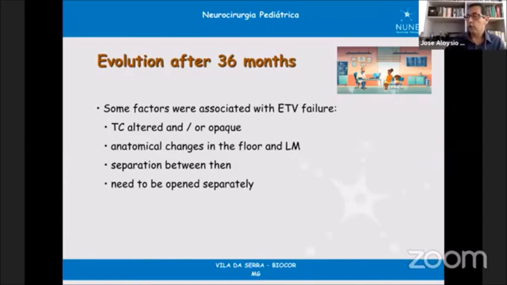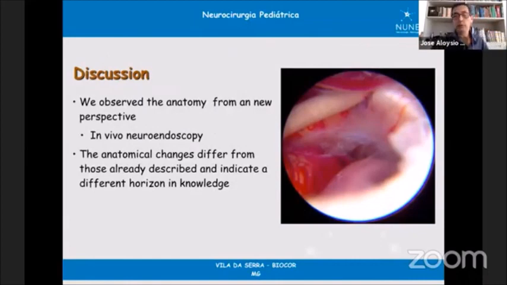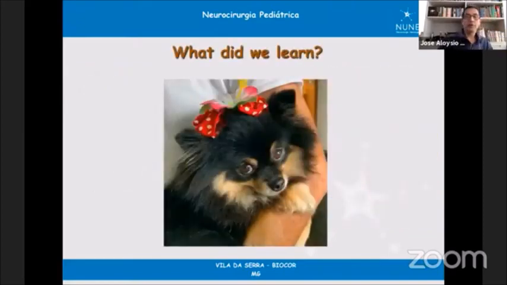When we saw which cases did not have a favorable course during the three years, some factors were associated with ETV failure: altered or opaque tuber cinereum, anatomical change in the floor and Liliequist membrane, the separation between them, and the need to open them separately. And another situation is that we observed the anatomy from the neuroendoscopic point of view in vivo. There are not many in vivo observations or descriptions of the anatomy. So we are just learning about that anatomy from this point of view, and we have a lot of work to do.